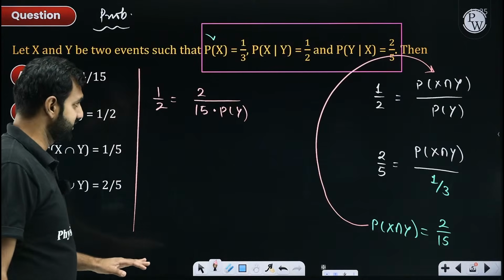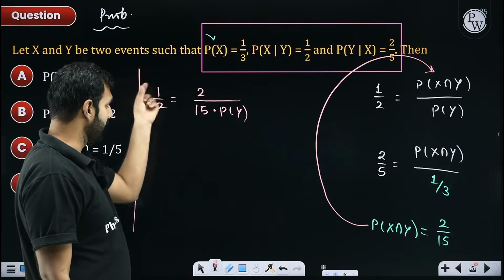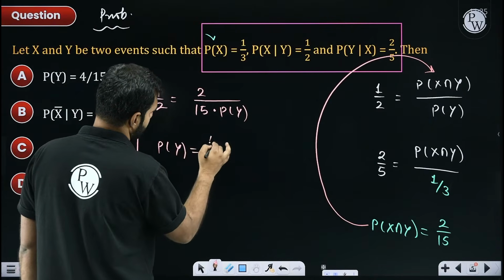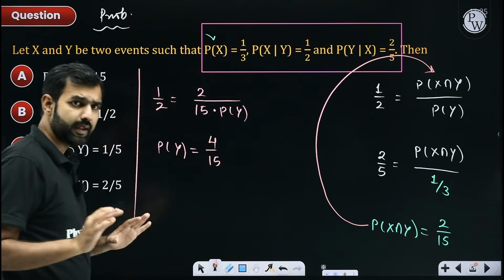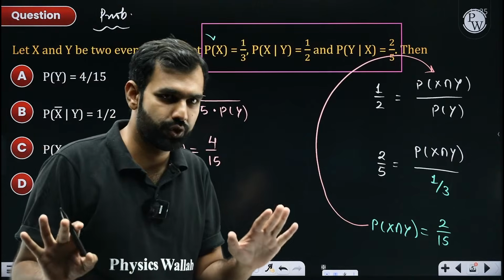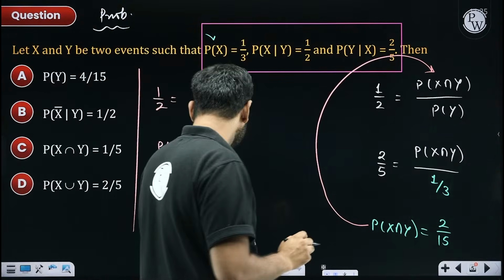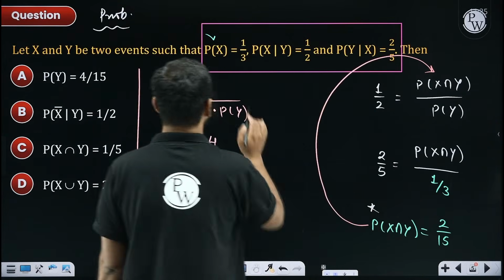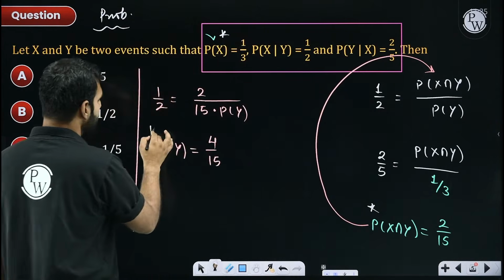Now, getting back on this discussion, I hope you're understanding. Probability of y goes here, 2 goes there. So I get probability of y as 4 by 15. Everybody with me so far? No confusion on whatever we have done. Now we have gotten three things. Which three things? Probability of x intersection y, probability of x, probability of y.